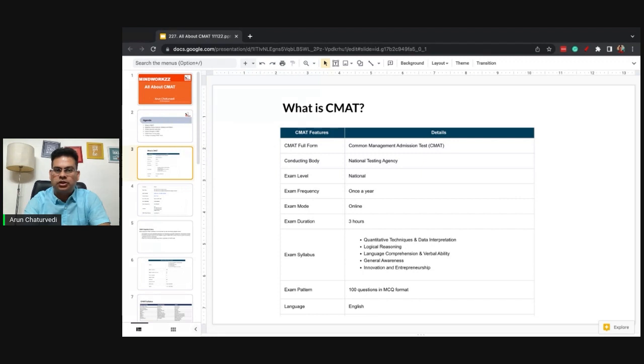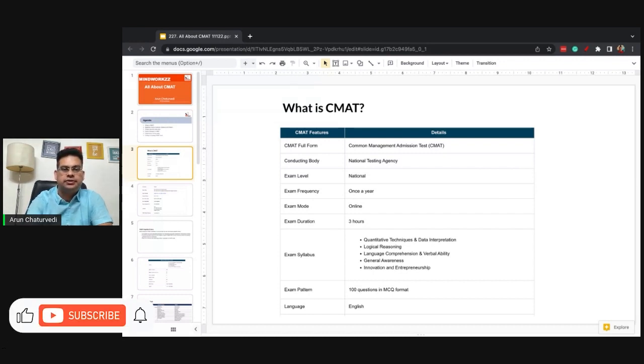The topics or the syllabus or the sections are 5: QADI in one section, logical reasoning, language comprehension and verbal ability, third section, general awareness, and one section was added last year, which is innovation and entrepreneurship, the fifth section. There are 100 questions in MCQ format, so 20 questions each section.